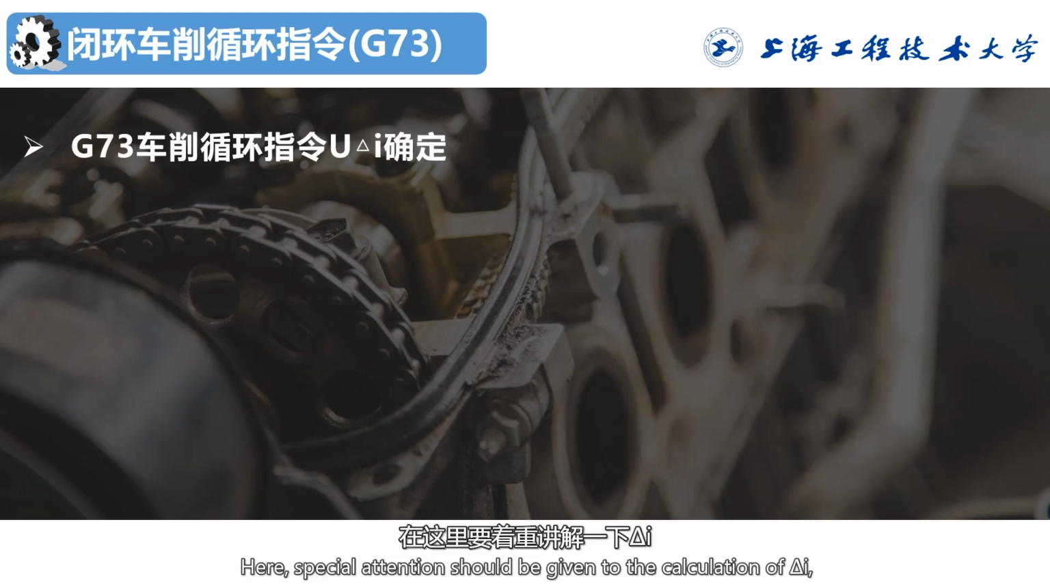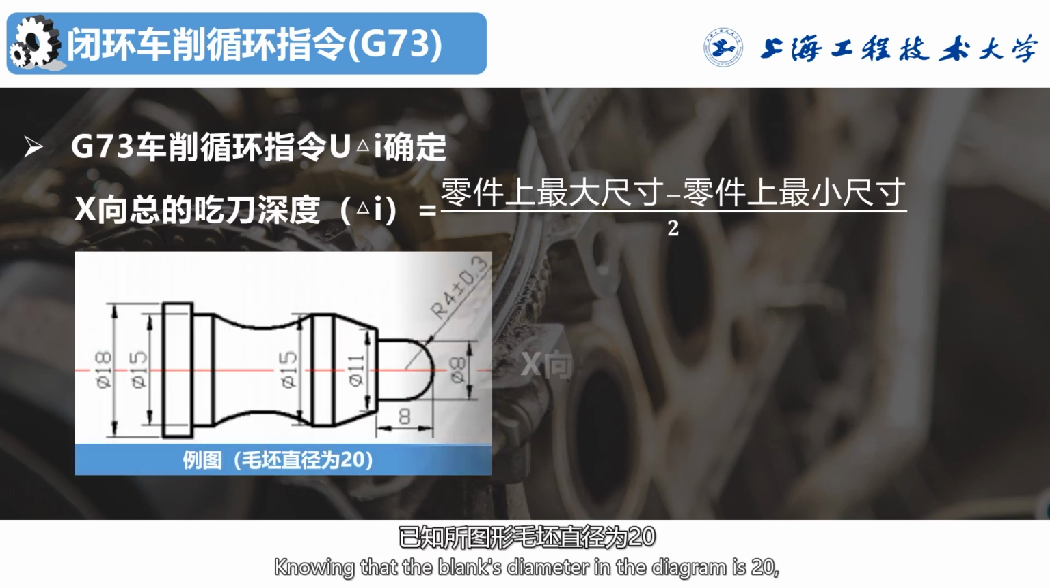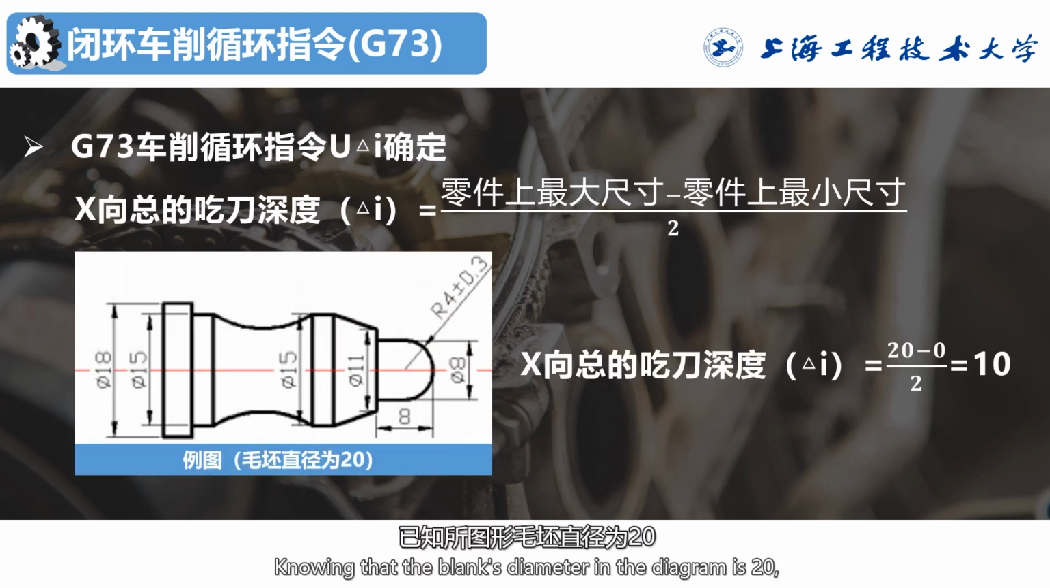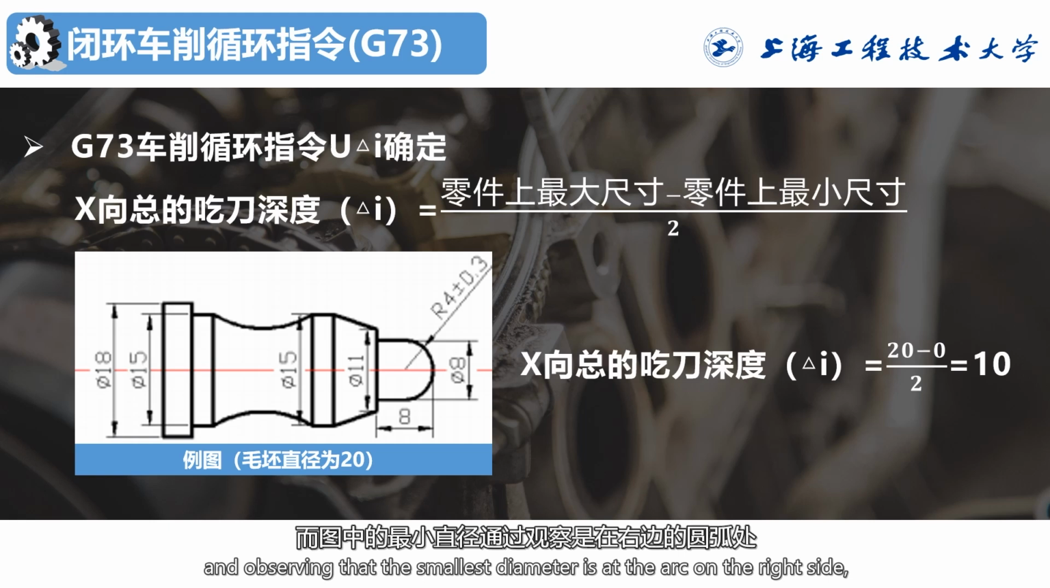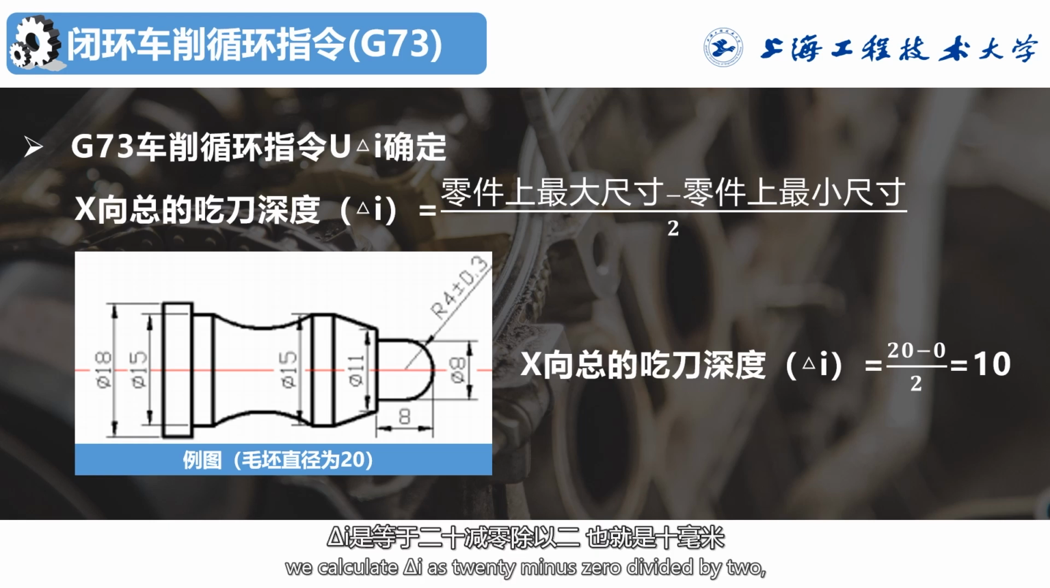Here, special attention should be given to the calculation of triangle E, which is the total retraction amount in the X direction. Knowing that the blank's diameter in the diagram is 20, and observing that the smallest diameter is at the arc on the right side, which is 0, we calculate triangle E as 20 minus 0 divided by 2, which equals 10 millimeters.